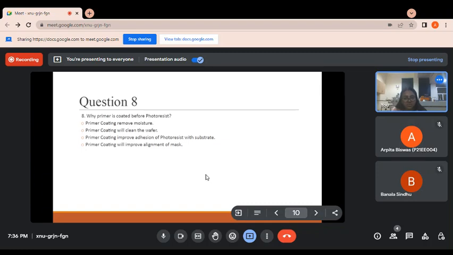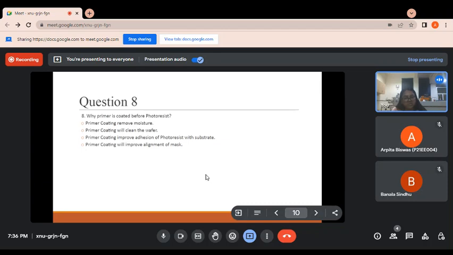Primer coating improves the adhesion of photoresist with the substrate. So whenever we want to go for the photolithography process, we need to coat the wafer with photoresist. And sometimes the adhesion of the photoresist is not good. So what do we want? We want to coat some other material on the wafer, and then coat the photoresist. Then we go for the photolithography process.